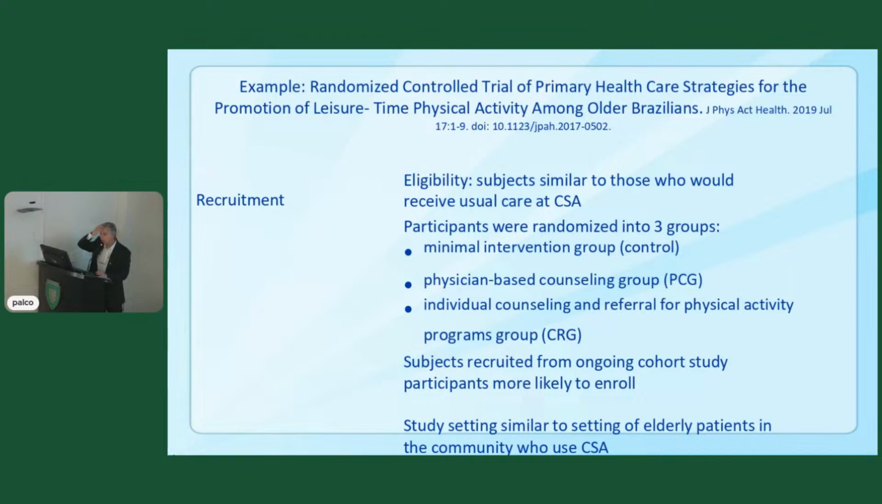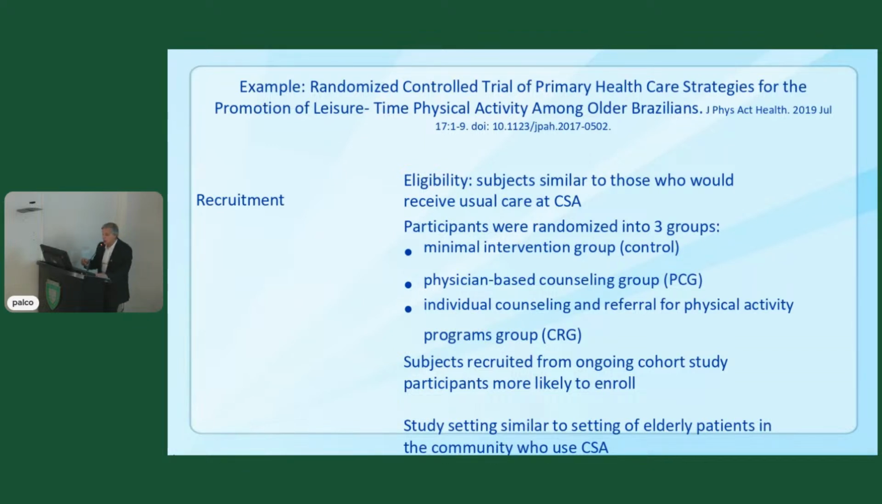This is an example of a randomized trial. The word control, it's a control, but it's not quite control. What we've done here is published in Journal of Physical Activity Health, to test a promotion of leisure time physical activity among older people. So in that evaluation, we knew that participants were randomized in 3 groups: the control called MIG, minimum intervention group, the PCG, physician-based counseling, and the individual counseling and referral for physical activity program. So these are the two interventions you're looking and comparing to each other and to the control.